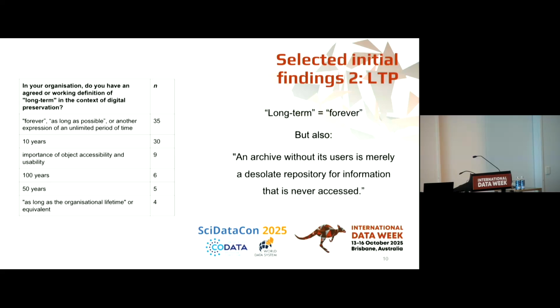But a further response worth noting was that 9 respondents specifically brought up the importance of object accessibility and usability, usually in conjunction with a stated minimum time frame. These responses emphasised the point that an agreed minimum time frame should be specifically an indication of the time frame for which objects are available and accessible by users, in addition to being preserved. And this idea was very poetically expressed by this response you can see on the right. An archive without its users is merely a desolate repository for information that is never accessed. And I sort of feel like if you ask French archivists this sort of question, you can expect this sort of answer. It is really wonderful.